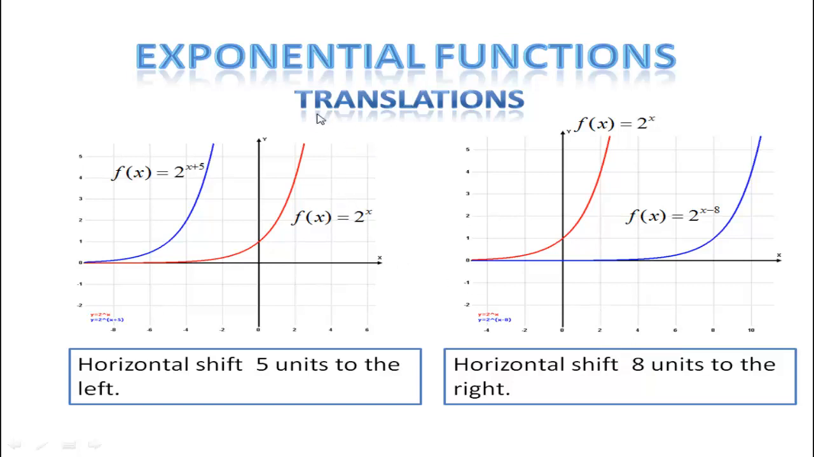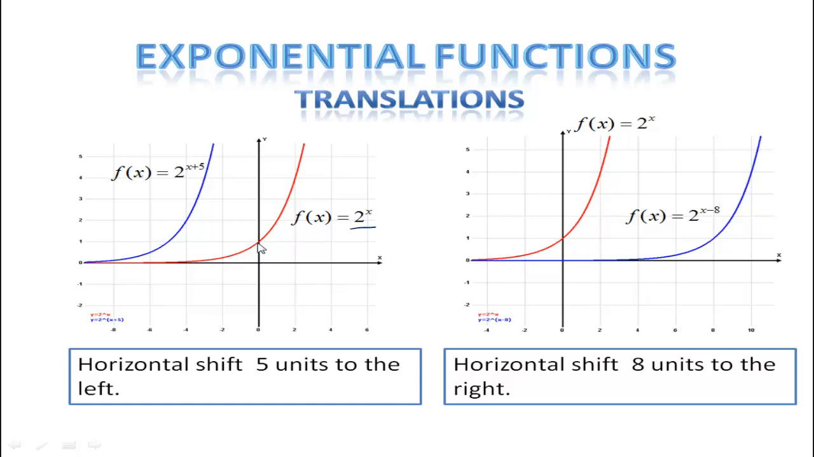Now we're going to talk about translations. You've seen translations when we saw the other parent functions, the quadratic function, the absolute value function, the x cubed function, the square root function. We worked with translations. So they're basically the same. Okay, here's my parent function. For this example, I'm going to use the parent function 2 to the x power. Notice 2 is greater than 1, so this is increasing. It is above the x-axis. The y-intercept is (0, 1).